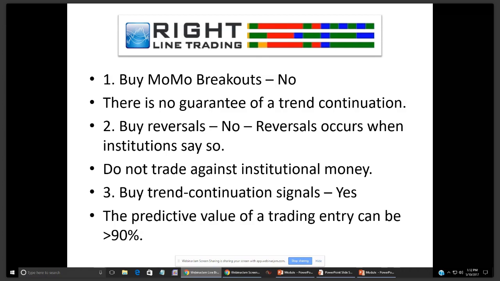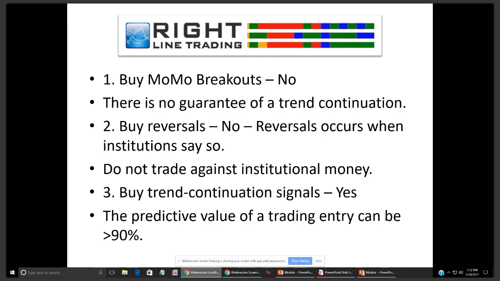And a lot of traders buy reversals. They call tops and they call bottoms. I'm going to show you how candlestick formations, candlestick patterns, call a lot of tops and bottoms, but they don't do it with the predictive value that we need in order to make money. So we don't trade against institutional money. And today I took some rugged counter trend trades, and they didn't work. The ones that worked today were the trend trades, and they have to be your bread and butter trades.